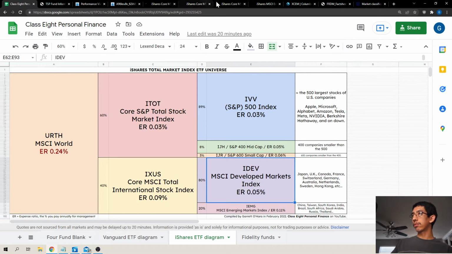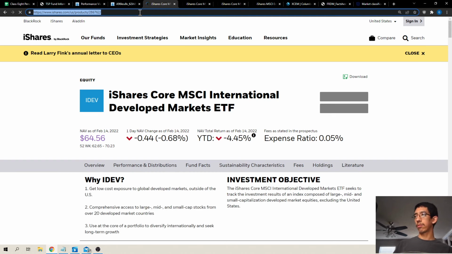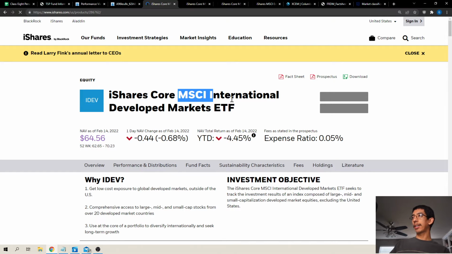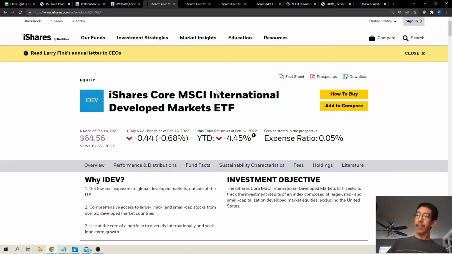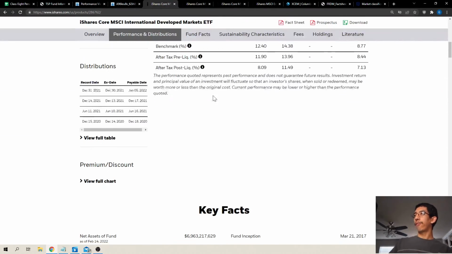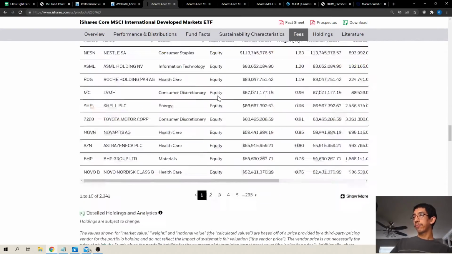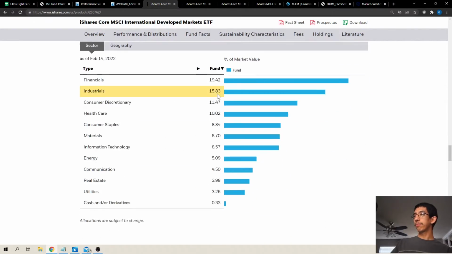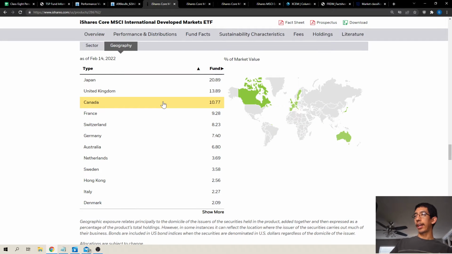The developed markets ETF, oh, please load. Please load. There we go. So IDEV is the core MSCI International Developed Markets ETF, which is not the EFI index, and therefore it's going to be a lot like the EFI index because EFI is also developed markets only. When we click over to geography here, and Canada's there.